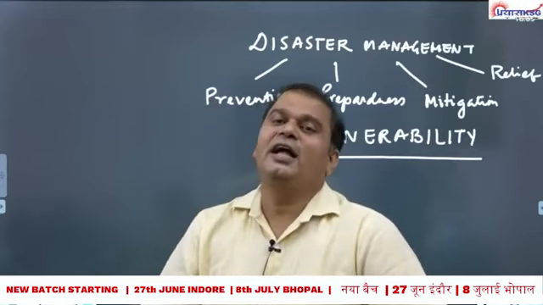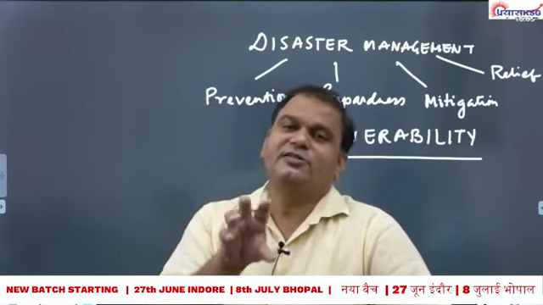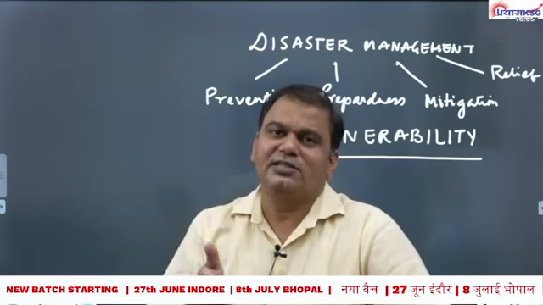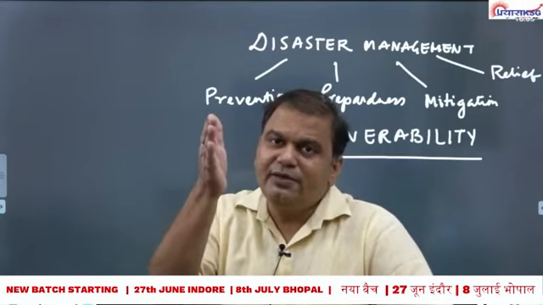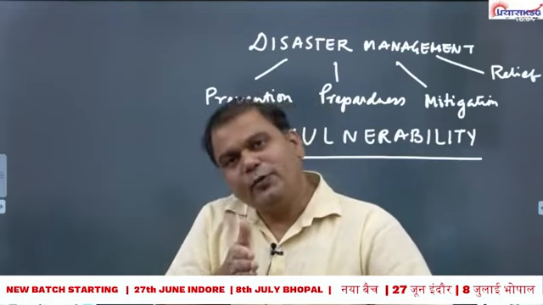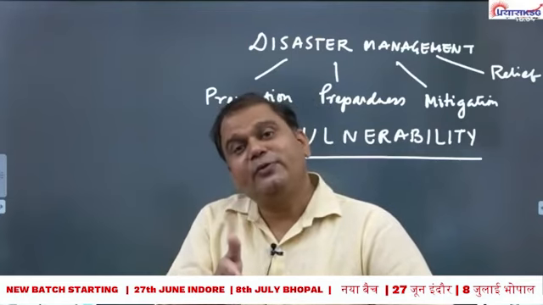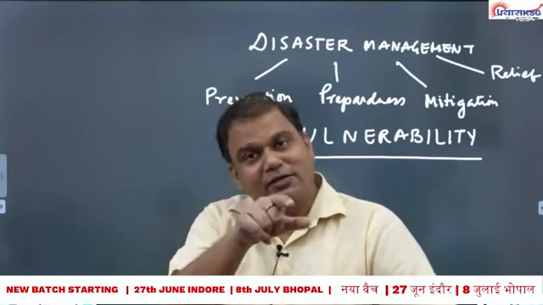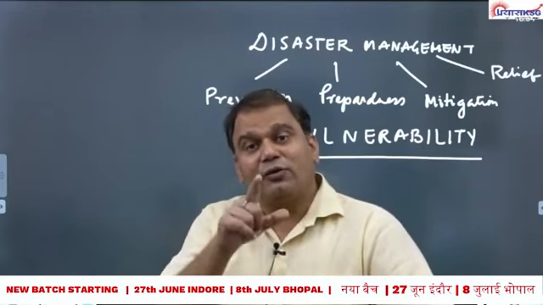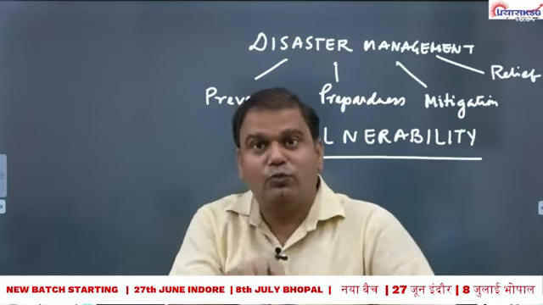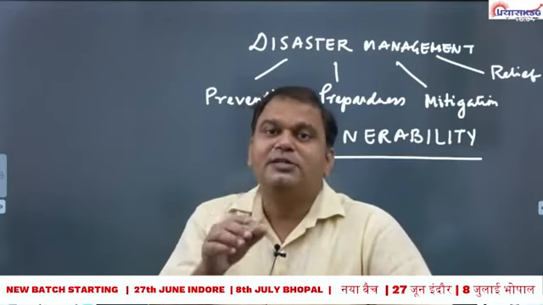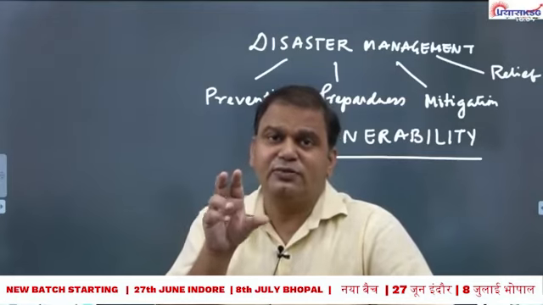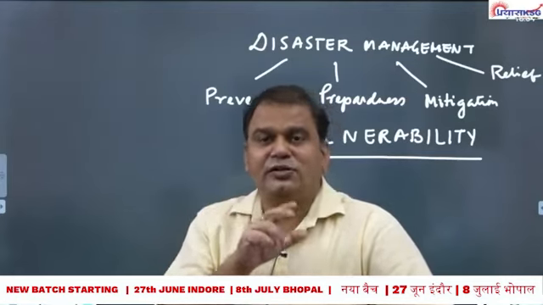Clear? But I have talked about what? That in the aftermath of disaster, when disaster has already taken place, vulnerability can enhance and vulnerability can also reduce. The enhancement of vulnerability can be due to two reasons. One is the role played by antisocial elements. Second is the role played by vested interest. Let me explain how. Suppose I discuss the Uttarakhand tragedy. What happened in the year 2013 was that flash floods occurred due to heavy rainfall.